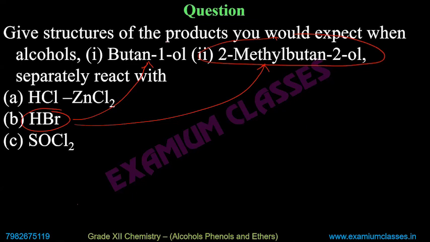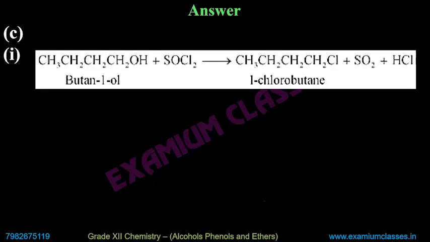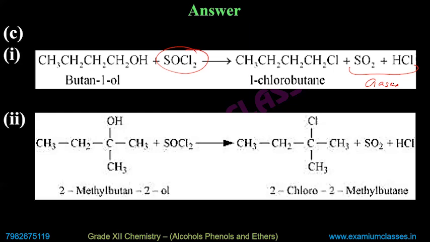Next one is the reaction with SOCl2. SOCl2, you know, is a reagent which is used to convert alcohols to halides. That is actually a very good preparation method because both of the other products produced are gaseous, HCl and SO2. That's why it is the preferred method. So when butan-1-ol reacts with SOCl2, these are both gases, and you get the halide. Similarly, in case of tertiary alcohols also, you will get halide, SO2 and HCl.